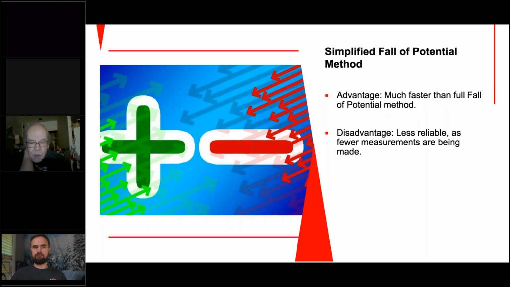And so the advantage: it's an adaptation of fall of potential, so it has basically all the advantages of fall of potential. But the main disadvantage is that it's not quite as reliable because there are a couple of assumptions built into it, but it's not a huge disadvantage. Next.